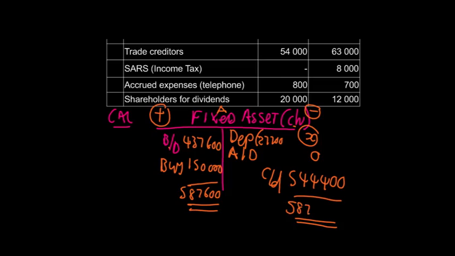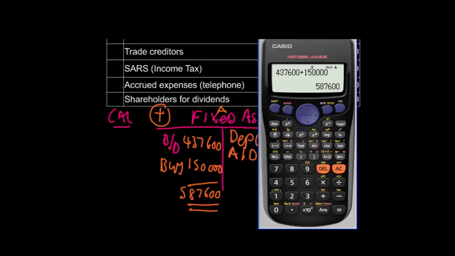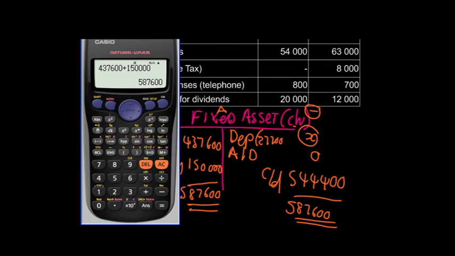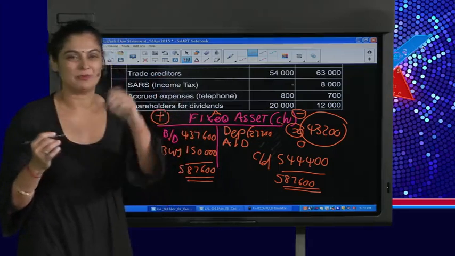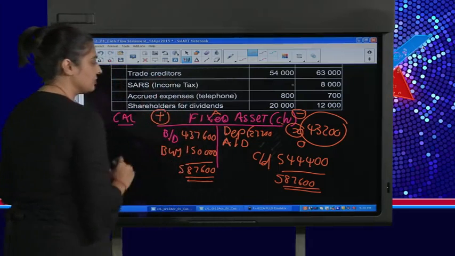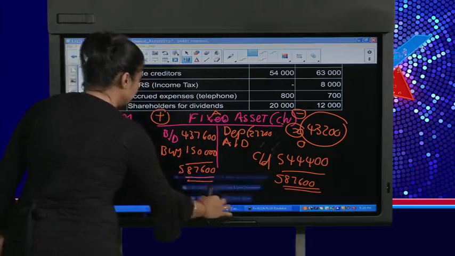So 587,600 minus my 5,444,000 is now going to give me my X. So that is how I solve for this X. Right, so with the calculator, in order for me to solve for X, 587,600 minus 5,444,00, and my total depreciation, 43,200. So this amount, 43,200, is the amount I need in my, not balance sheet, but my cash flow statement note. So let's take that amount through, 43,200, to our answer sheet.